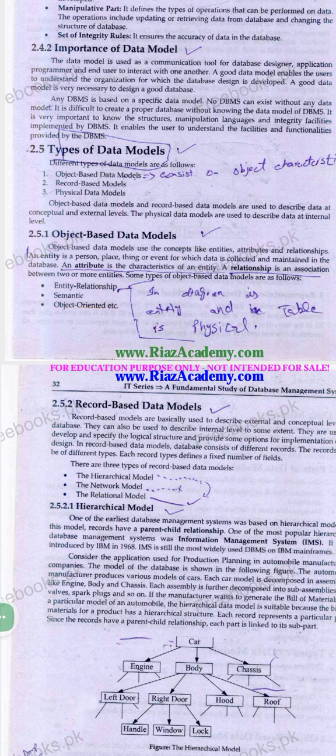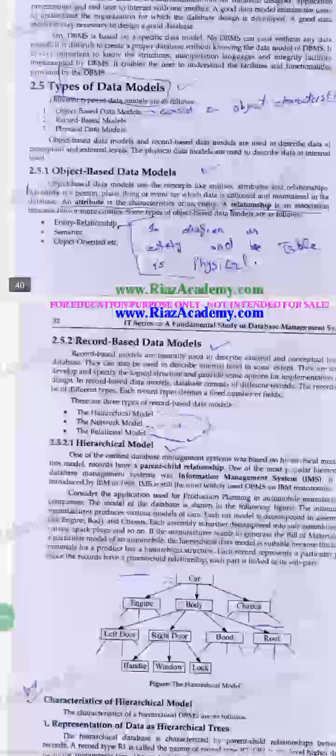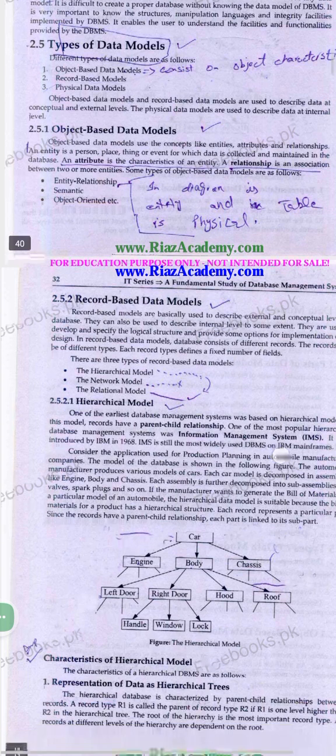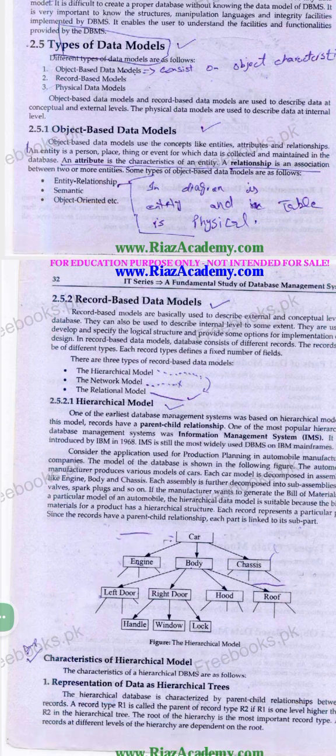Next we have some types of object based data models, as follows. For example, first one, entity relation, already discussed. Semantic, object oriented. Semantic means they are meaningful. When we are discussing the entity relation, we are drawing and processing their entities, their attributes, and their relationships, and all of this becomes semantic. And object oriented means we have involved some objects.